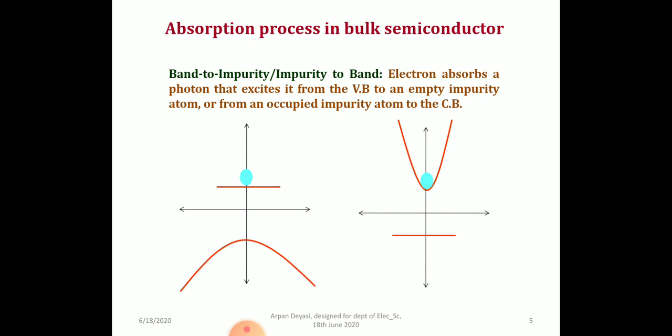I think the terminology is quite clear because based on the process, the term will be preferred, whether it is band to impurity or impurity to band. Naturally, for current conduction, you require impurity to band, but for liberation of the carriers from the valence band, you require band to impurity. And that's the significance of this type of structure.